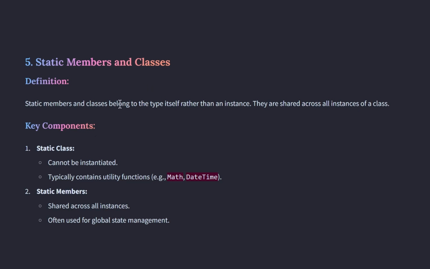So, we're going to say a static class cannot be instantiated, and that class can contain only static members. On the other hand, we have a static member. That one is going to be a field or a method or a property or even an event that belongs to the class rather than any specific instance. Typically, it contains utility functionality like math, date, time.